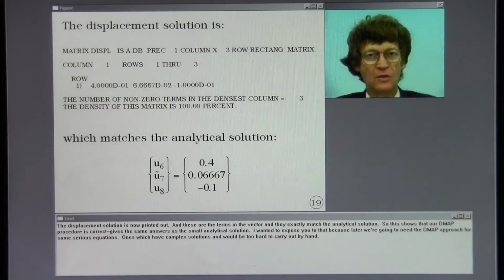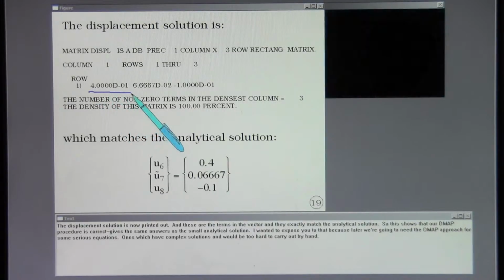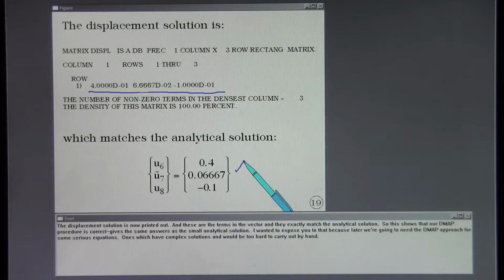The displacement solution is now printed out, and these are the terms in the vector, and they exactly match the analytical solution. So this shows that our DMAP procedure is correct, gives the same answers as a small analytical solution. I wanted to expose you to that because later we're going to need the DMAP approach for some serious equations, ones which have complex solutions and would be too hard to carry out by hand.